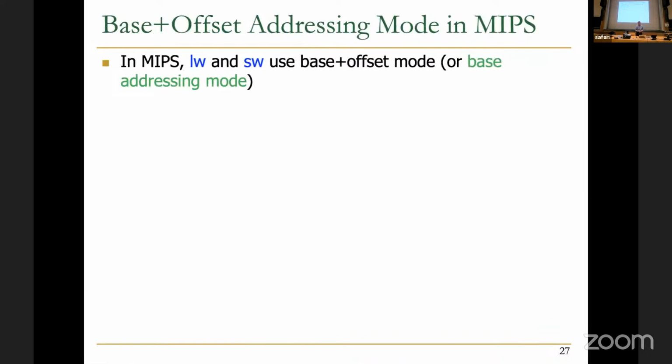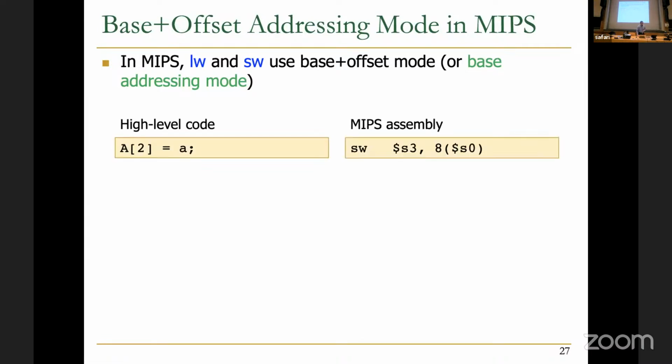Okay, so let's take a look at the base plus offset addressing mode in MIPS. Basically, it's essentially the same, I would say. We've already seen this actually. Load word and store word use base addressing mode or base plus offset addressing mode. So this is, for example, a store instruction. Since I've given a lot of examples from loads, let's take a look at a store. Basically, you're storing this variable to the element at index 2 of this array addressed by A.